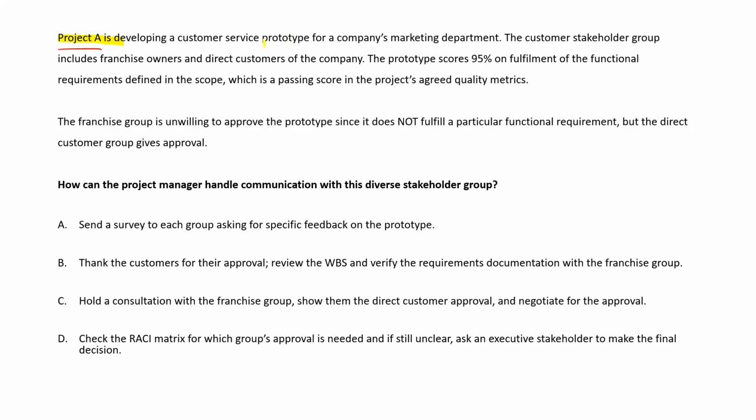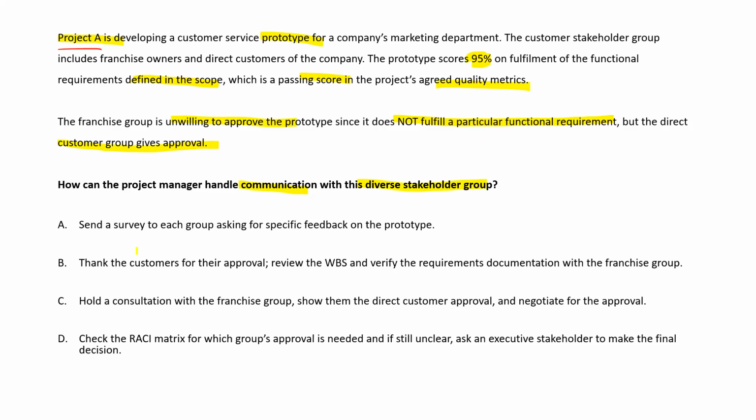Here's project A. Developing a customer service prototype. I don't care for whom they are making it. This is not my problem. The prototype scores 95%, which is a passing score, and agreed metrics. The franchise group is unwilling to approve the prototype since it does not fulfill a particular functional requirement. But the direct customer group gives approval. How can the project manager handle communications with diverse stakeholder groups? So two groups, one agrees, one does not.